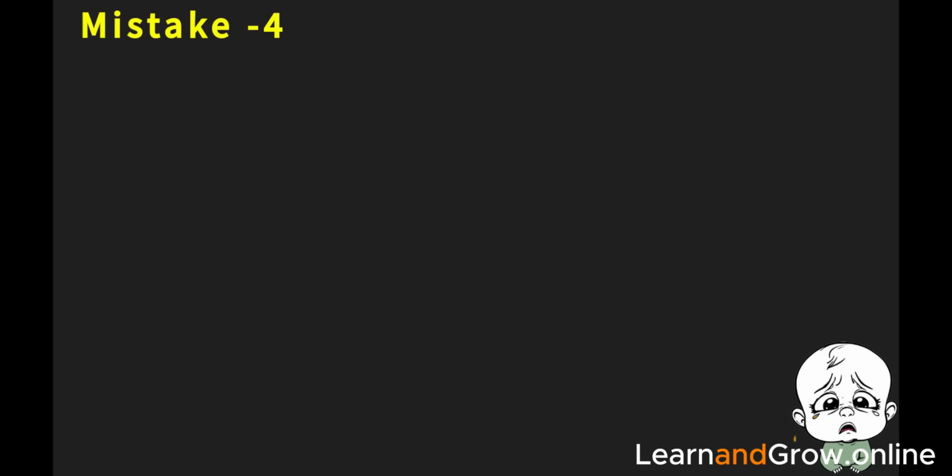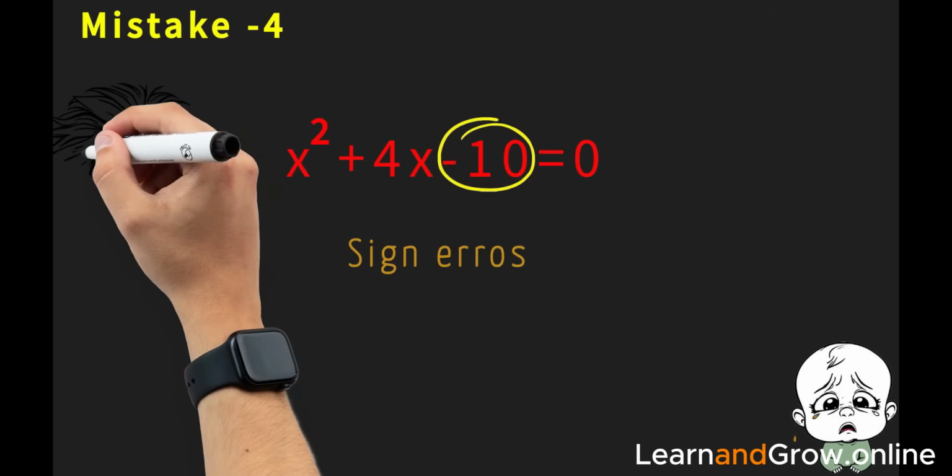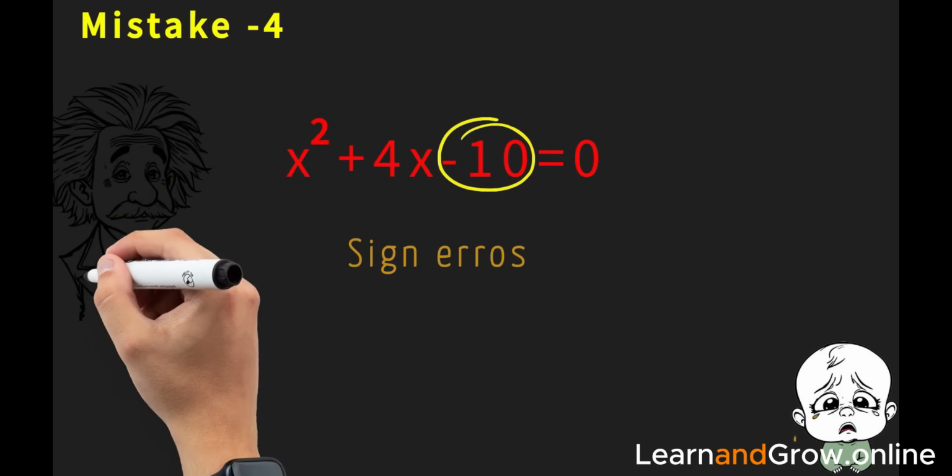Mistake number 4. Sign errors. Many students forget to pay attention to negative signs, especially when applying the quadratic formula. A small sign mistake can completely change the solution.